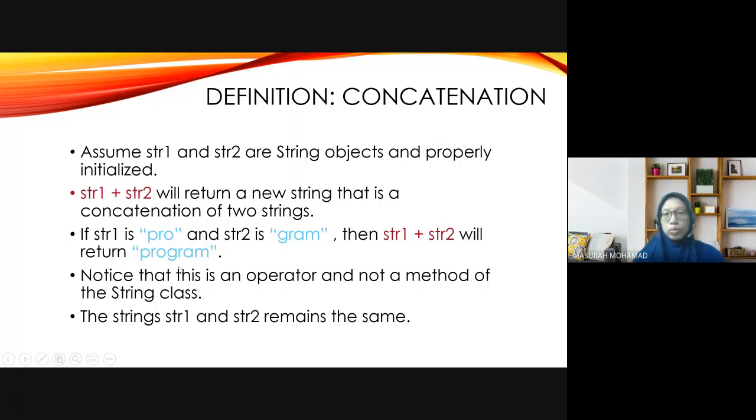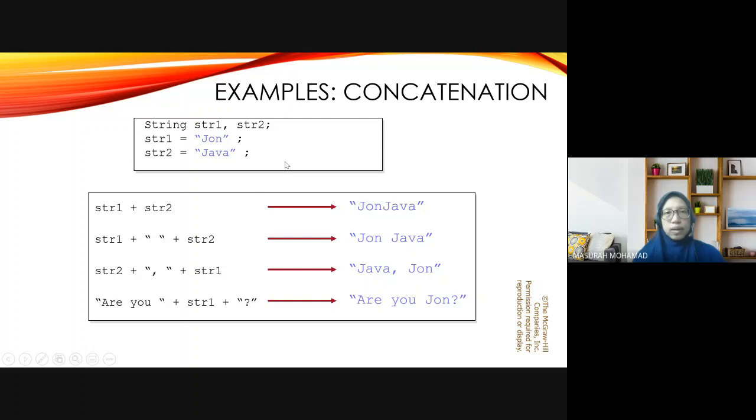Actually, concatenation is not a method, it's just an operator. You just use the symbol plus. So let's look at the example. If you have two words here, when you concatenate string1 and string2, it will return "John Java". And if you concatenate more than one, you can just use plus and plus and plus, so you can create your own message based on your own format. So this is called concatenation.